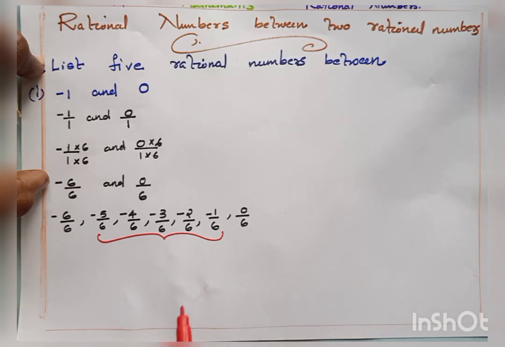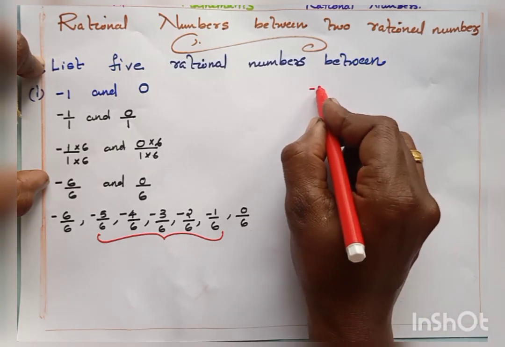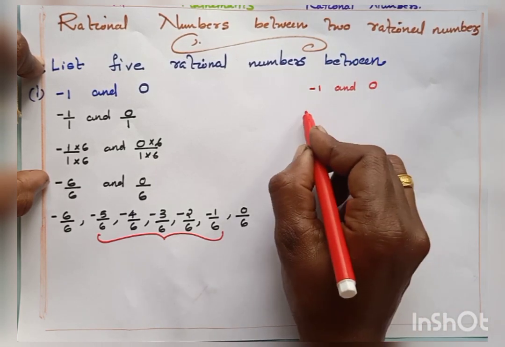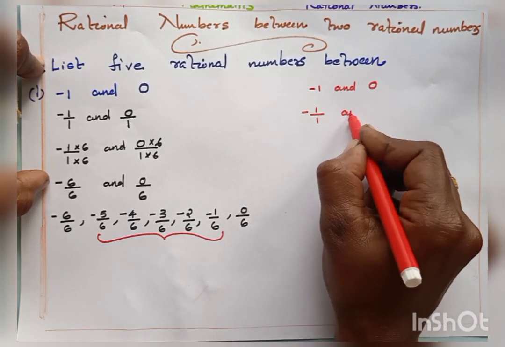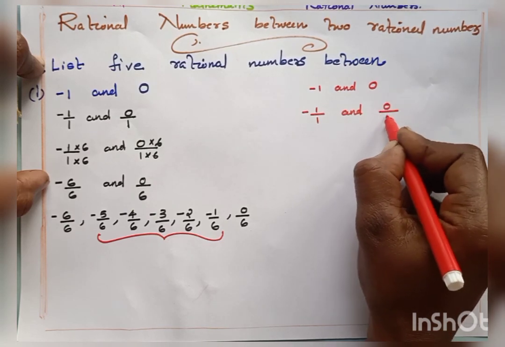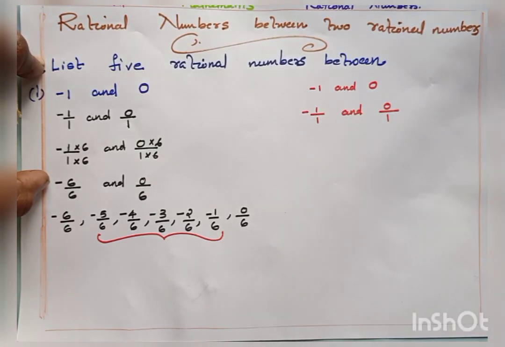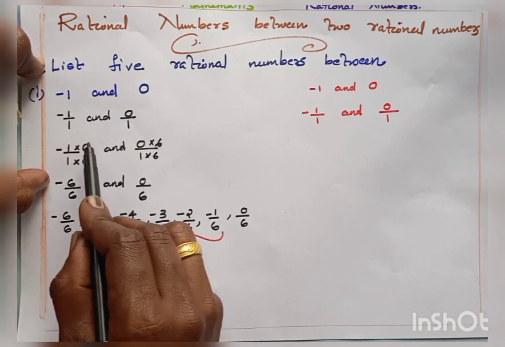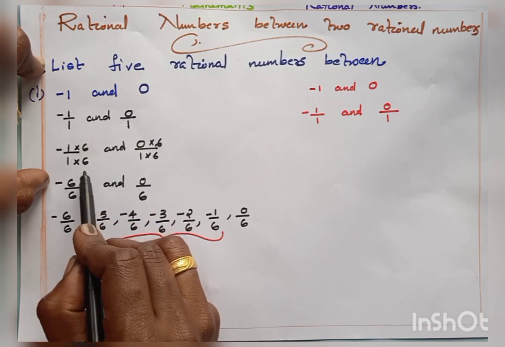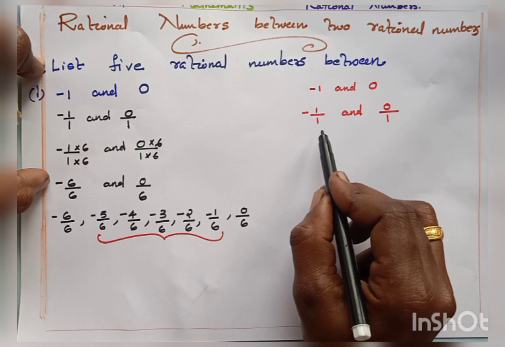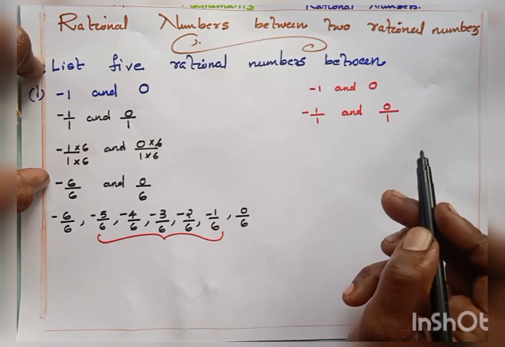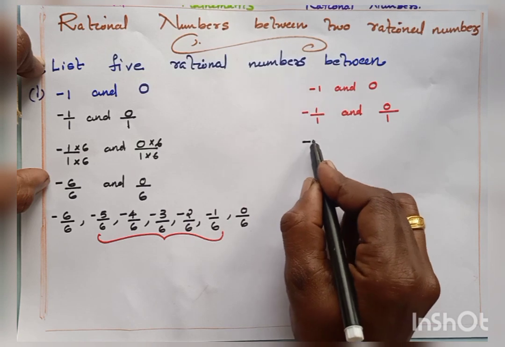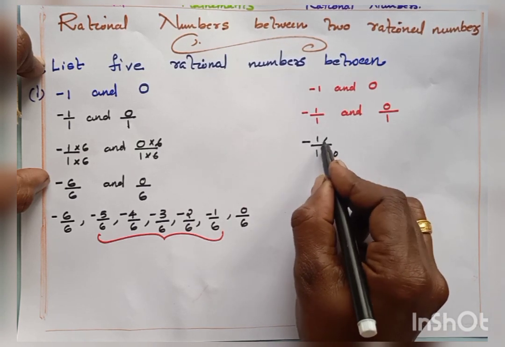We can find the rational numbers in another way. -1 we can write as -1 by 1 and 0 we can write as 0 by 1. Then change into equivalent rational numbers. Here we need 5 rational numbers, so multiply by 5 or more than 5. The next number is 6, which we took. But we can take another number, multiply by 10. That is very easy for multiplication. Multiply both numerator and denominator by 10.